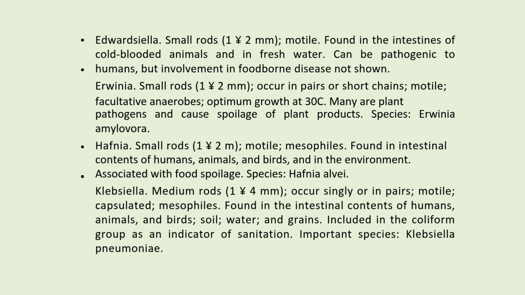Next is Erwinia. These are small, motile rods that occur in pairs or short chains. They are facultative anaerobes. Many are plant pathogens and cause spoilage of plant products. Example species is Erwinia amylovora.